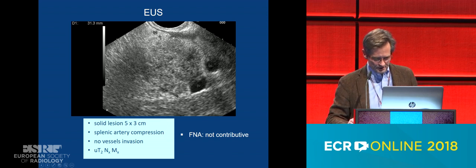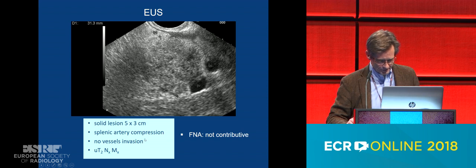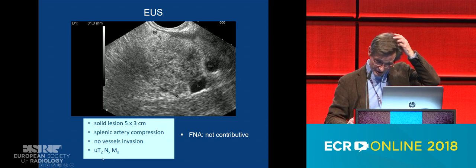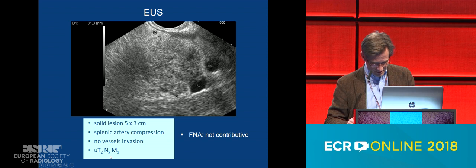EUS was performed, and at EUS, this space-occupying lesion was considered as mainly solid, a 5 times 3 centimeter lesion. The FNA was considered as non-contributive. There was splenic artery compression, but no vessel invasion, and the endoscopic ultrasonographer concluded that this was a solid tumor, most probably malignant, and stage uT2 NX MX.